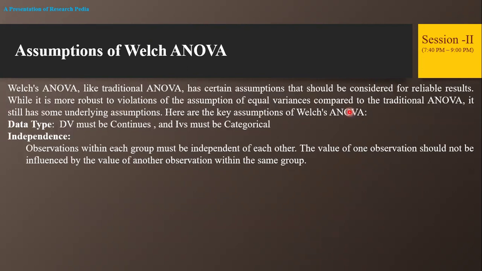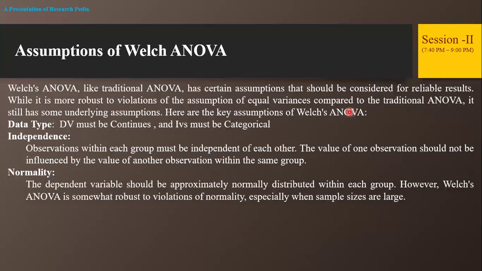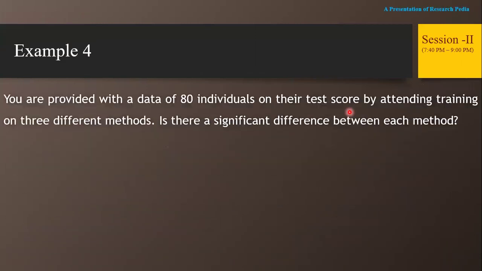Independence: there must be independence between and within each group. Each value of one group must be independent from other groups. Normality of the data: the normality assumption is fulfilled. However, equality of variance may not be fulfilled, like I have previously said. So how can we consider the data? We need to see example number 4.